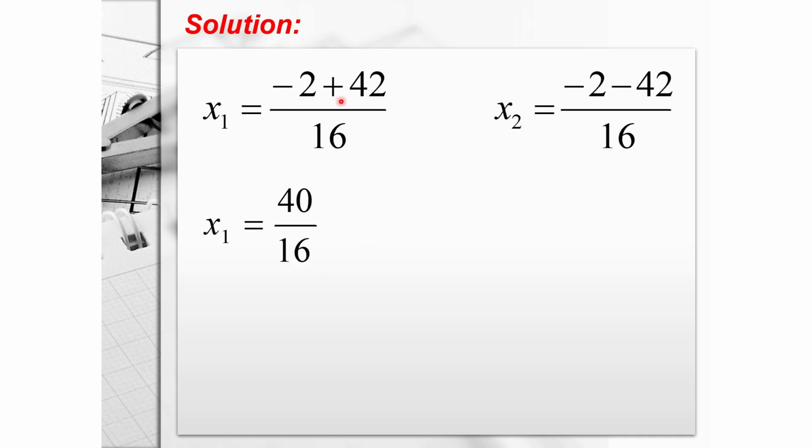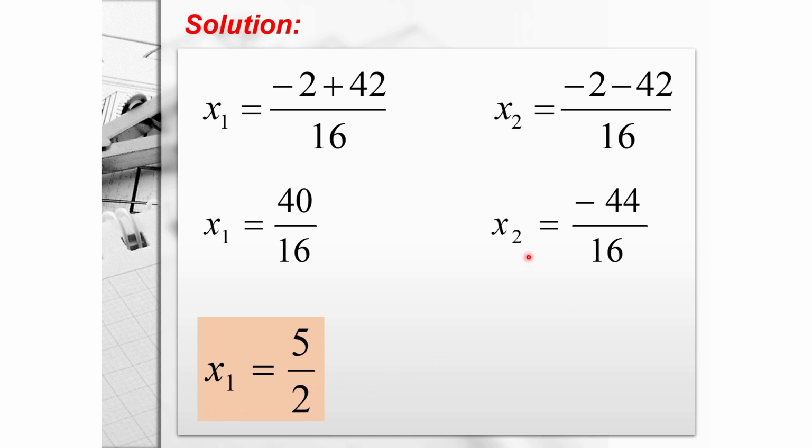Simplifying, negative 2 plus 42 is positive 40 over 16. And then get the lowest term. Since 40 is not divisible by 16, just get the lowest term. So 40 and 16 are both divisible by 8, or the greatest common factor is 8. So 40 divided by 8 is 5. 16 divided by 8 is 2. So x sub 1 is equal to 5 over 2.